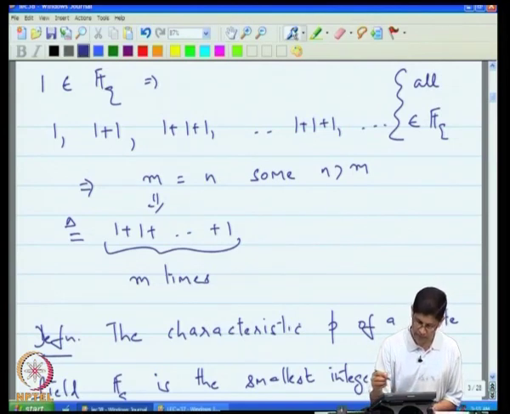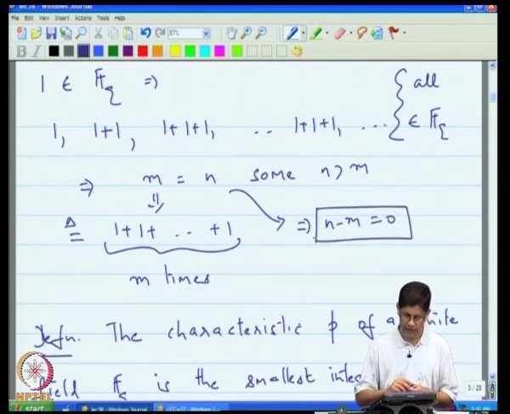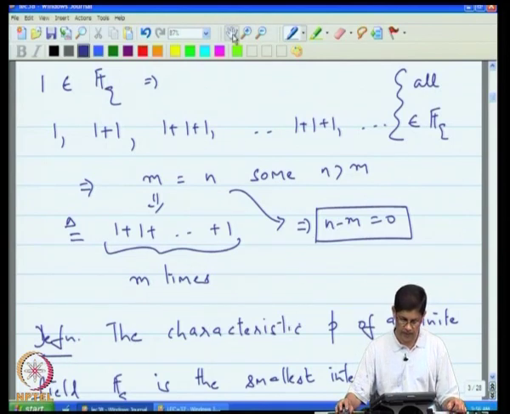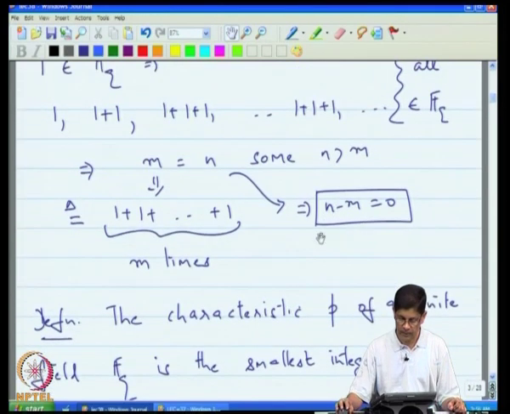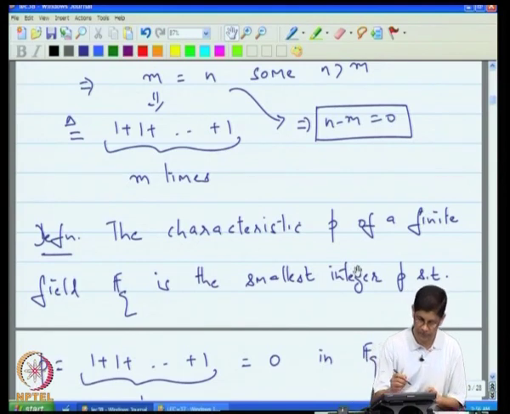Now let me just say that from this it follows that n minus m is equal to 0, and the way you should interpret that is, because when you write m you really mean 1 added to itself m times, you mean 1 added to itself n minus m times. The collection of n minus m ones when added together must give you 0. So, this motivates the definition of something that is called the characteristic of a finite field.